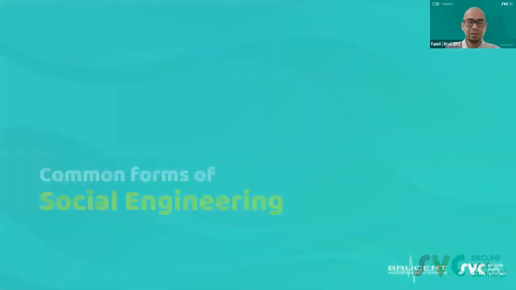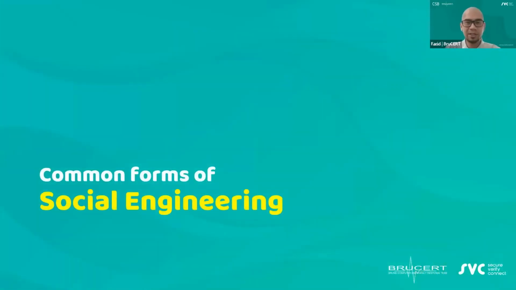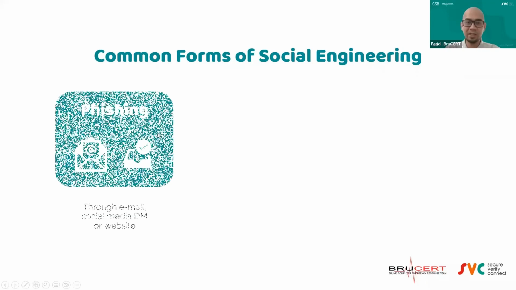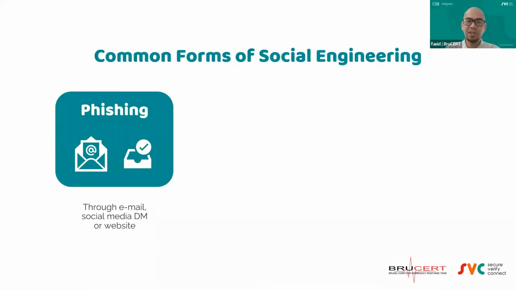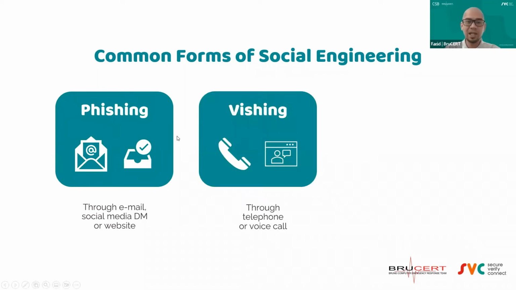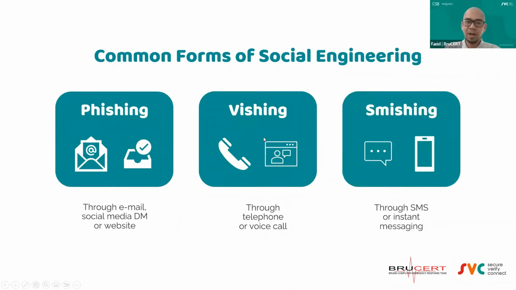Next, the common forms of social engineering. As shown on the screen, the first one is phishing. It's an attack that usually happens through email, social media such as DM, direct message, or websites. The second one is vishing, an attack that happens through your telephone or voice call. And the third is smishing, where an attack could happen through SMS or even your instant messaging.